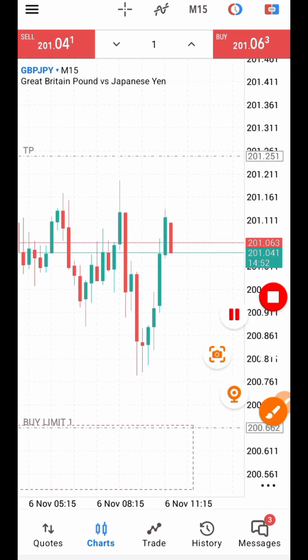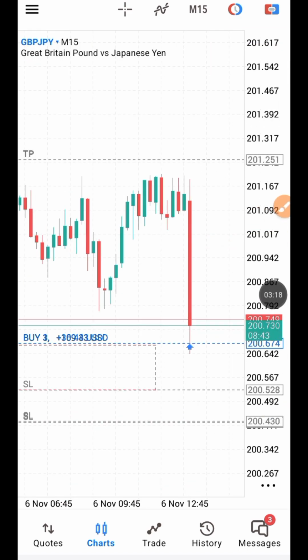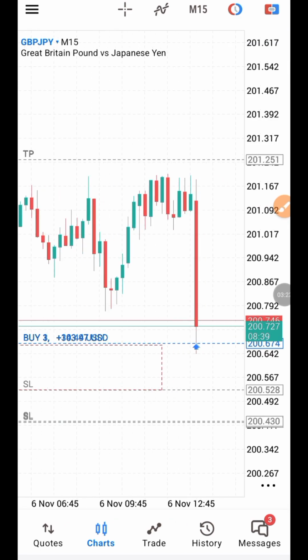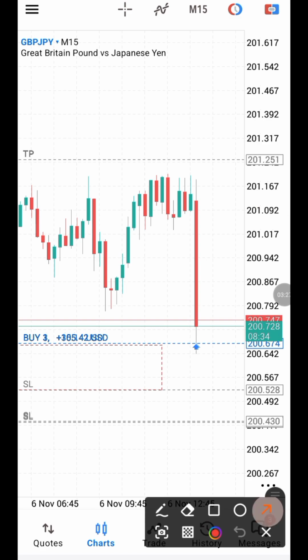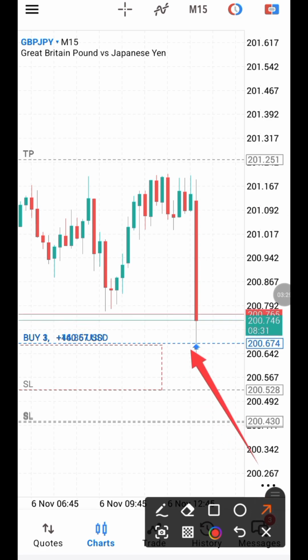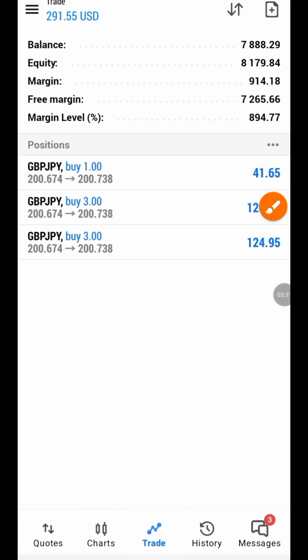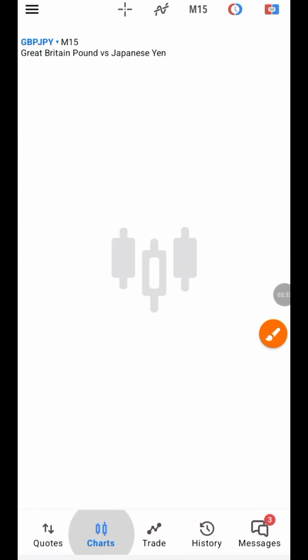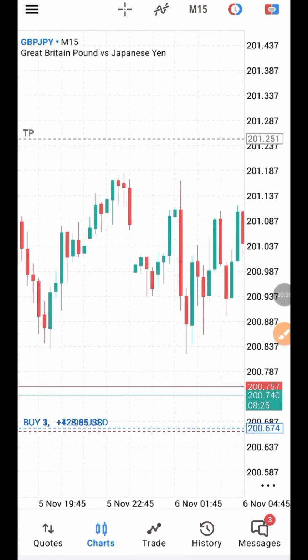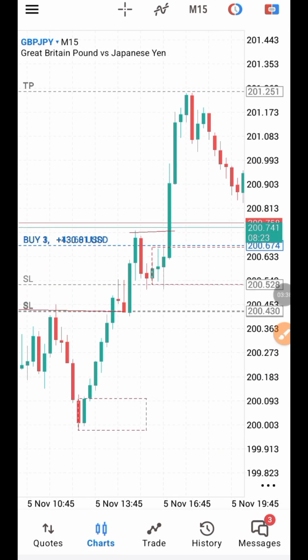Okay, so guys, this is the current situation of things on my screen. You can see on GBPJPY, just like I analyzed earlier, price has retraced back and triggered my entry. You can see all trades in profit, $300 and something, and we hope for the best.